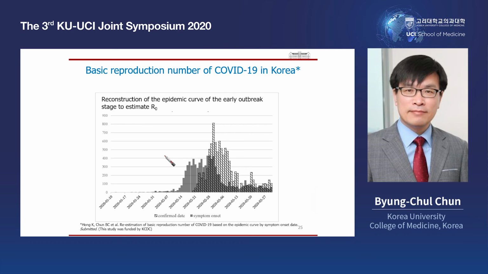We got the epidemiologic investigation data from Korean CDC and made an epidemic curve based on symptom onset days. This graph shows the difference between the epidemic curve based on confirmed data, which is presented by the government, and the epidemic curve based on symptom onset data we have constructed here. And yes, R0 should be calculated with the epidemic curve based on symptom onset date.